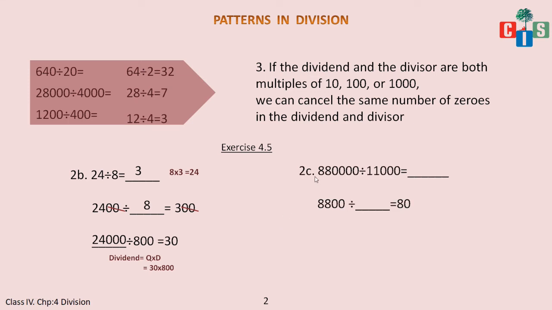8,80,000 divided by 11,000. So here I have the same number of zeros. So I'll cut 3 zeros from both sides. And I know that 11 times 8 will give me 88. So I'm cutting 3 zeros from here and 3 zeros from here. And hence I will get 80 as my answer. Fine. 8 and the 1 zero from the dividend I'll put in the answer of the question.